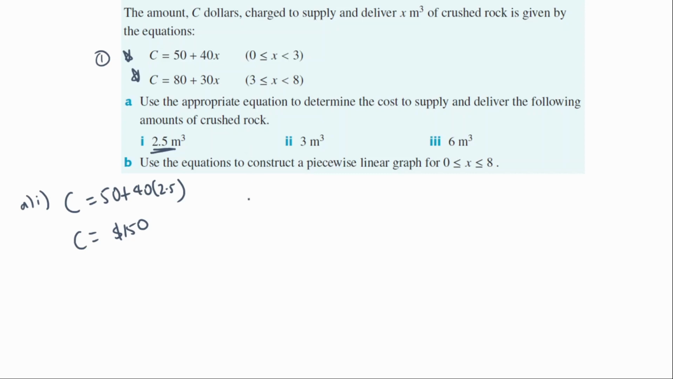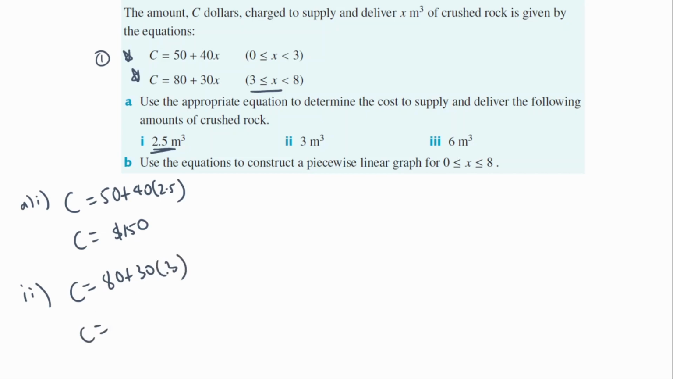Alright, now A part 2, let's have a go at that one. I'll do that one down here. For this one, it's 3 meters cubed. So remember, this one doesn't include 3, it's just before 3, so x has to be smaller than 3. This second one includes 3, so I'm going to have to use that second equation, C equals 80 plus 30x. Once I've got that, I'm going to replace x with 3. So it's going to look like this.